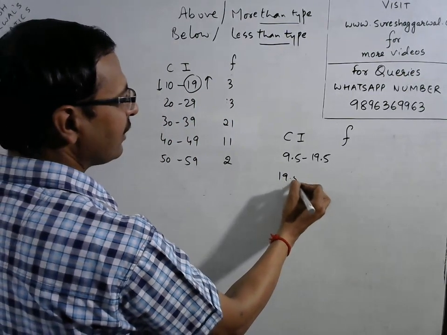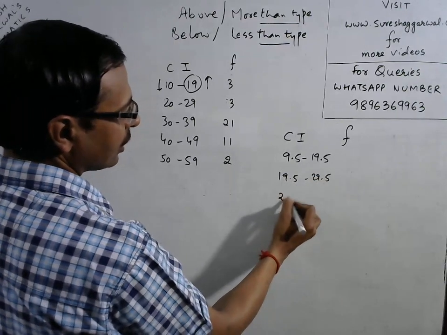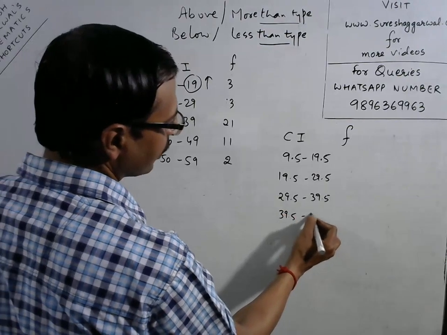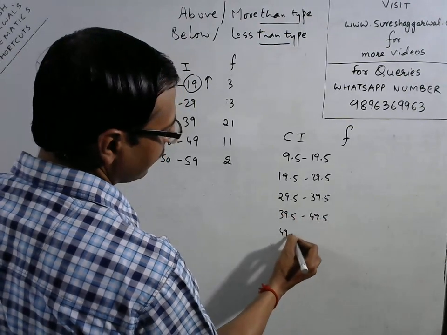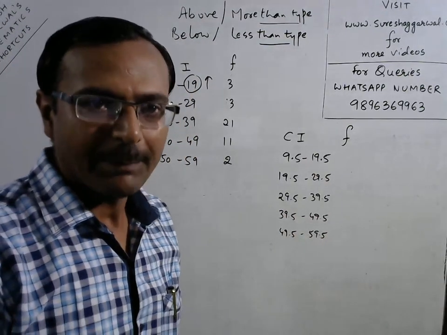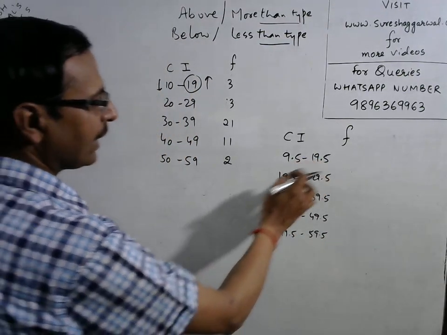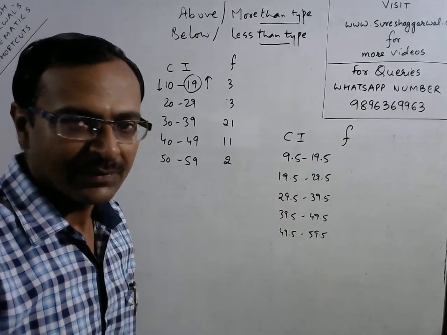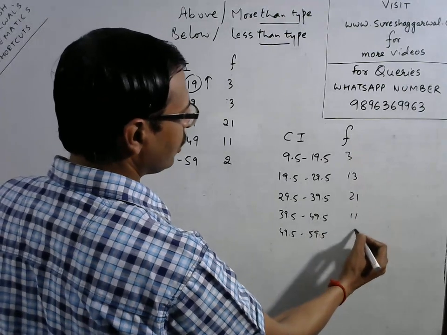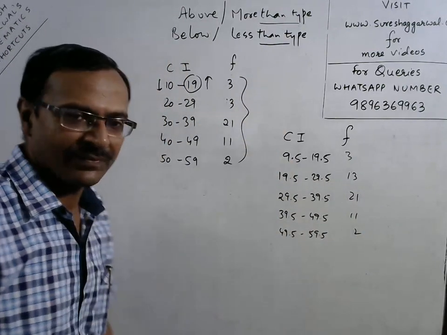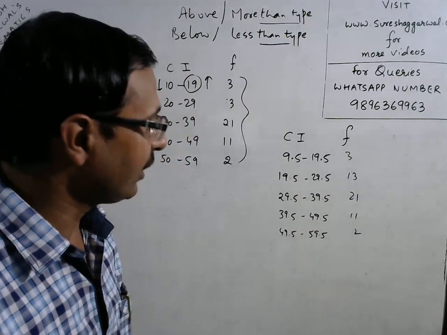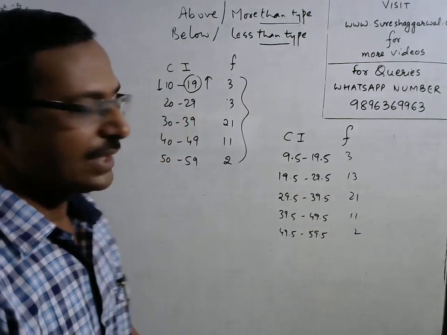So this will become 19.5 to 29.5, 29.5 to 39.5, 39.5 to 49.5, and 49.5 to 59.5. Now observe that there is no gap between the upper and the lower limit of the first and second class interval. So now the frequency remains the same, 3, 13, 21, 11, and 2, which is given in the question. So this is one type of data, and this is the method how you convert the discontinuous data to continuous form.